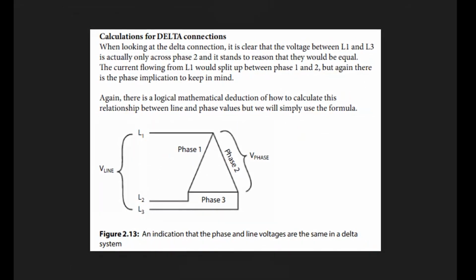Right, calculations with delta connection. Here we only have one voltage. So the phase voltage is equal to the line voltage. If we go across L1, L2 or L1, L3, whatever the case, we will get only one voltage, and that voltage will be around 400 volts or slightly less.